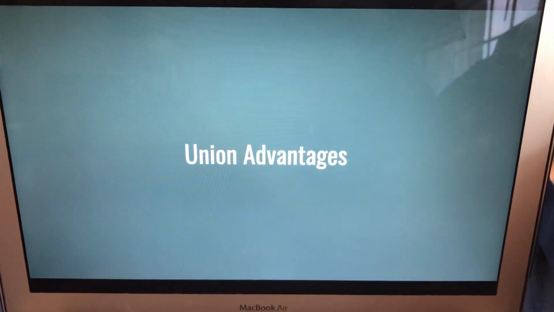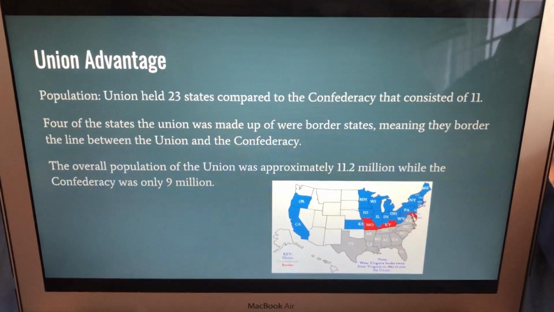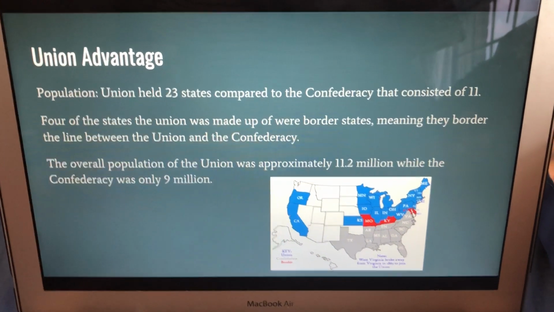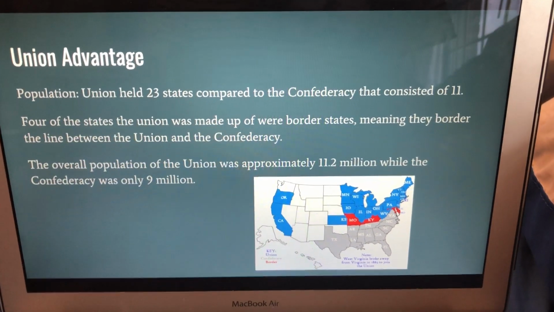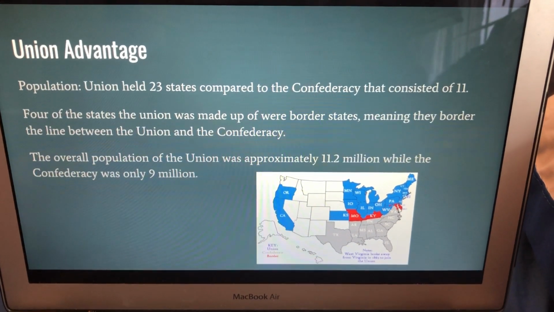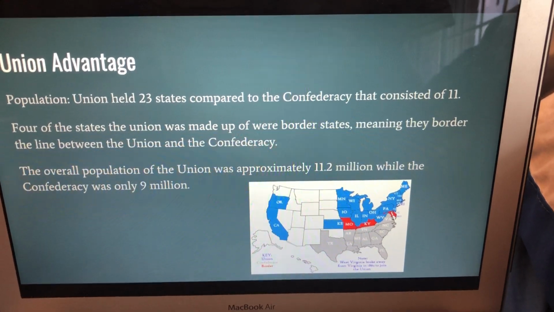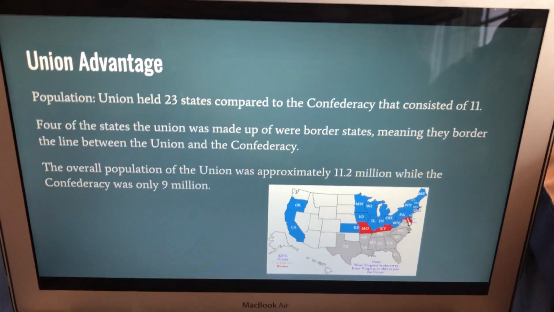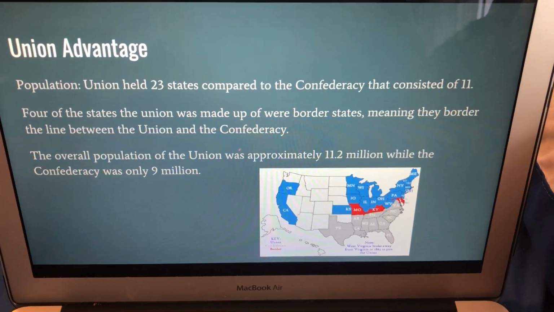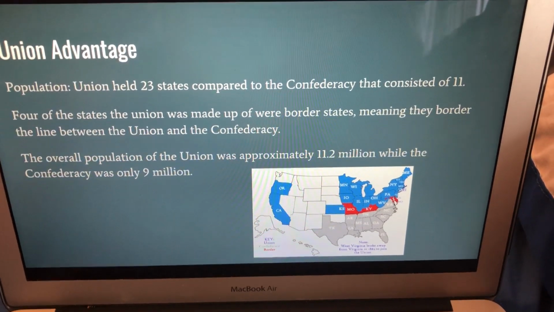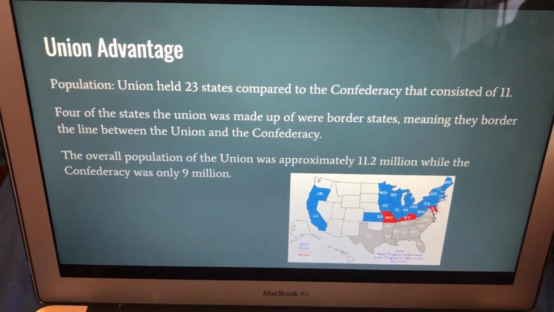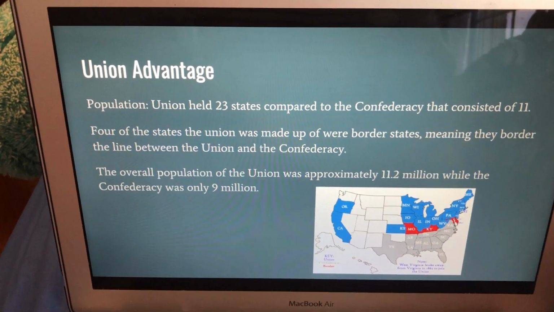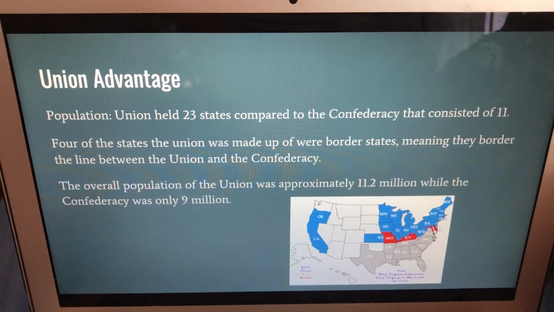So then we're going to talk about the Union advantages. The Union's advantage that was probably the biggest was their population. They actually held 23 states compared to the Confederacy that only had 11. And 4 of the states that the Union was made up of were, in fact, border states. So it meant that they bordered the line between where the Union and the Confederacy were. The overall population of the Union was approximately 11.2 million, while the Confederacy was only 9 million. So they just had overall more manpower than the Confederacy did, and they had much more territory based on the number of states that they were made up of.